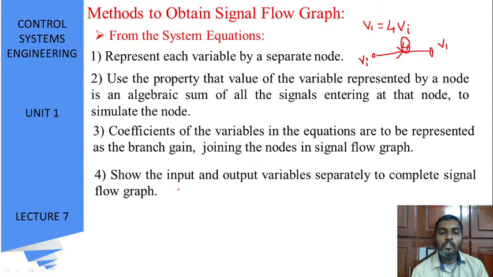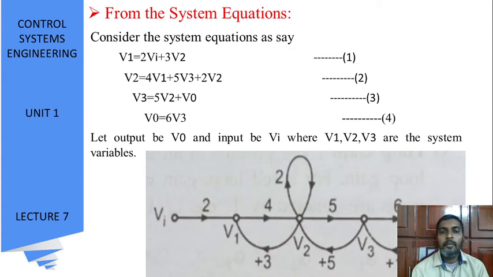So next, show the input and output variables separately to complete the signal flow graph. In order to draw the signal flow graph, we need to show input and output separately. For example, consider the system equations V1, V2, V3 and V4. Though it is there, I'll draw again.